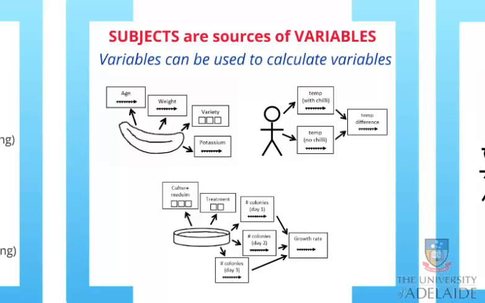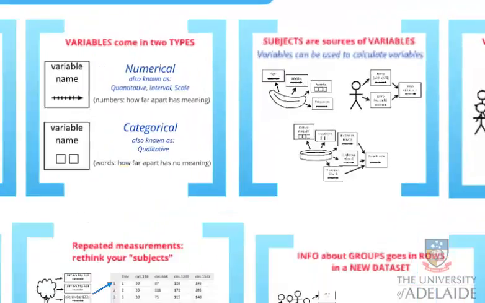Now, another important point about variables is that variables can be used to calculate new variables, and the variables that you calculate from them still count as variables in their own right. So for my person, I can calculate the temperature difference between before and after chili, and for the petri dish, from the 3 numbers of colonies on those 3 different days, I can calculate some sort of average growth rate. And even though they're calculated from the other variables, they still count as variables in their own right.